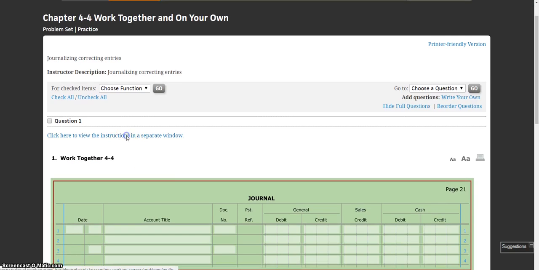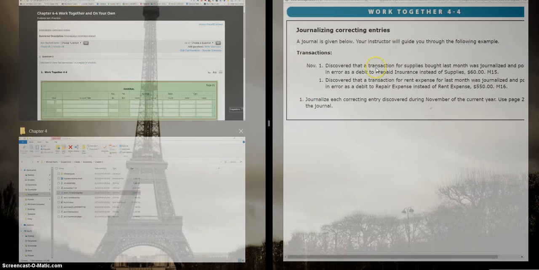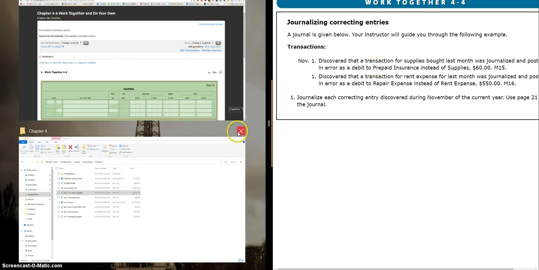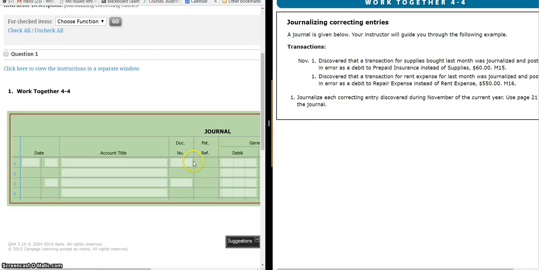Okay, view instructions in a separate window. Okay, the journal is given below. We've discovered that a transaction for supplies bought last month was journalized and posted in error as a debit to prepaid insurance instead of supplies of $60. So we got memorandum number 15. Then we had another error, and we're going to journalize each one of these in our journal.